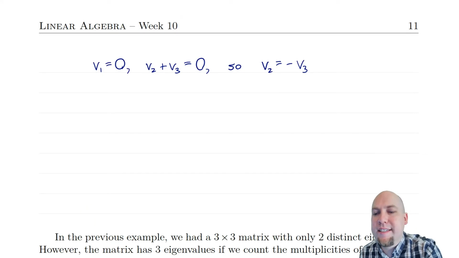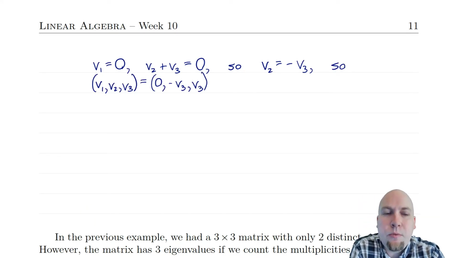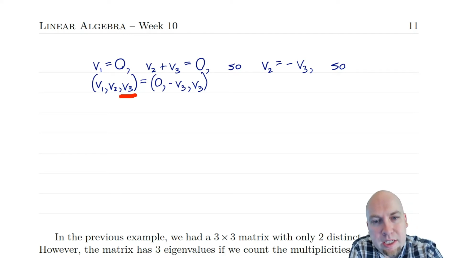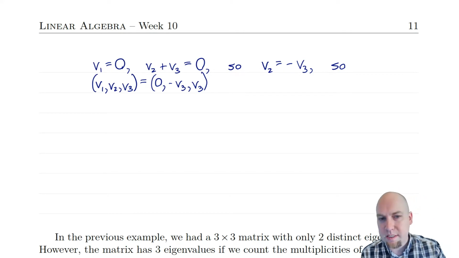And then you can put this into vector form. You just say, hey, v1, v2, v3, what does that equal? Well, what was v1 equal? It equals 0, so I put that in the first slot. And then what does v2 equal? Well, it equals minus v3, so I put that in the second slot. And then what does v3 equal? Well, v3 is free, so it just equals itself. It can be anything it wants to be.